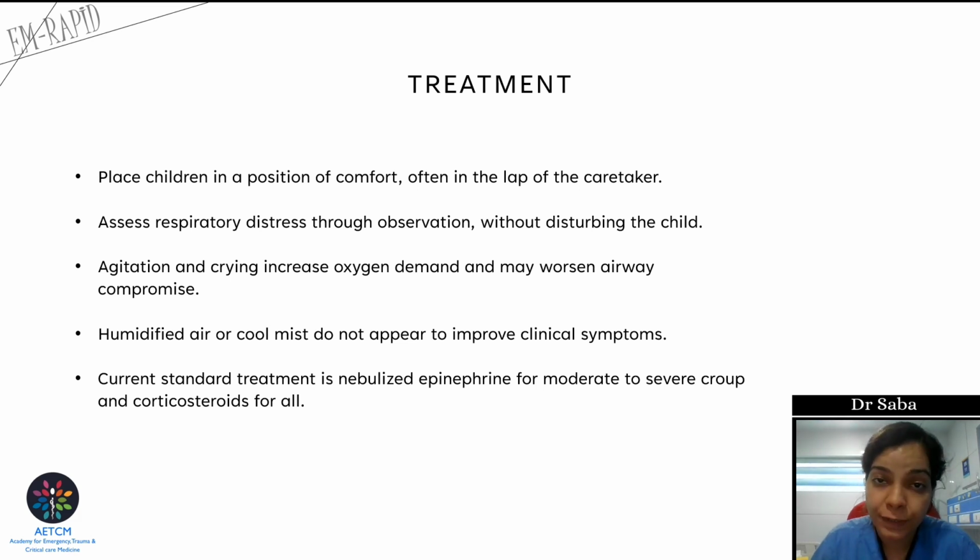Multiple trials have been conducted in the past, and humidified air or cool mist is not shown or proven to improve the child's condition. Now the current guidelines state corticosteroids and racemic epinephrine, nebulized epinephrine, for all.